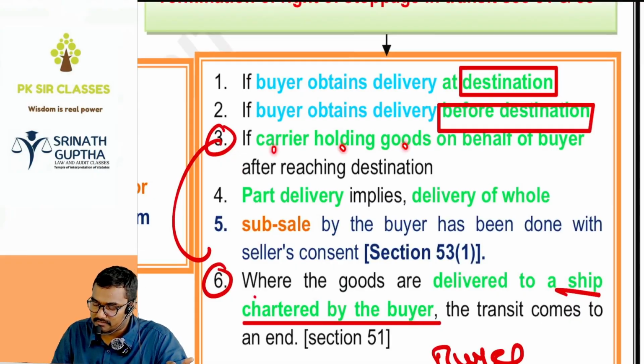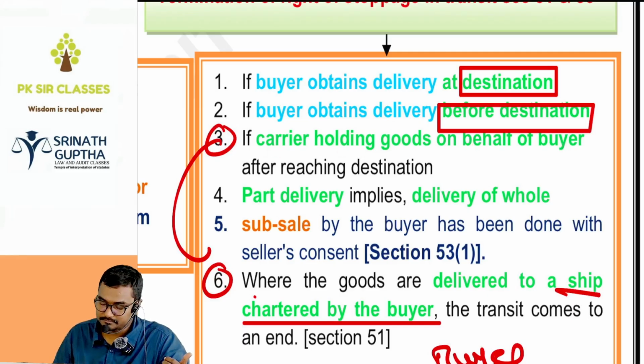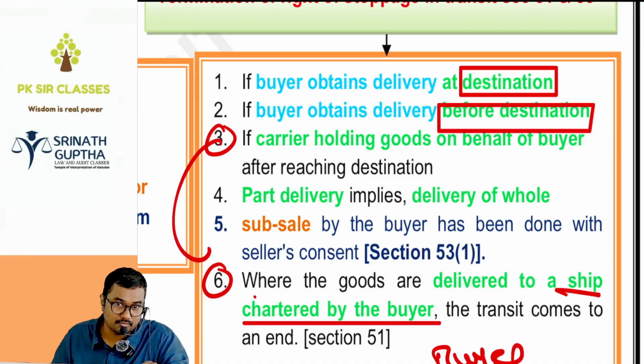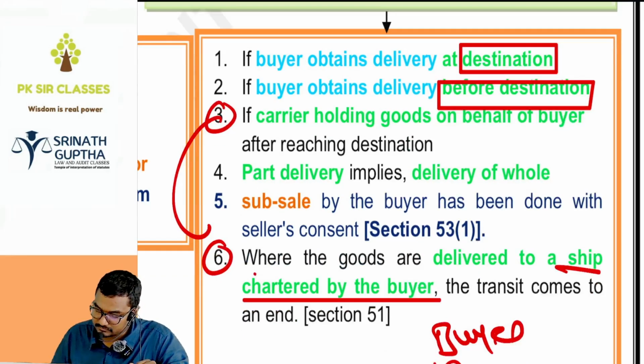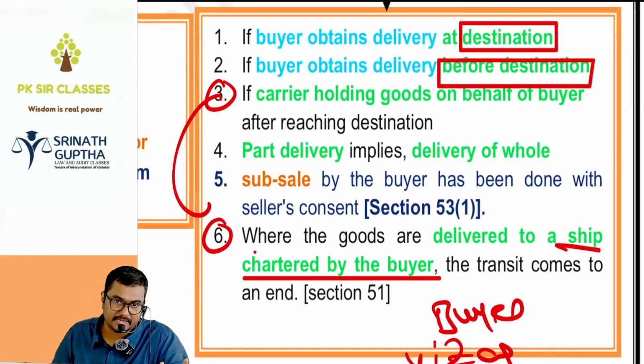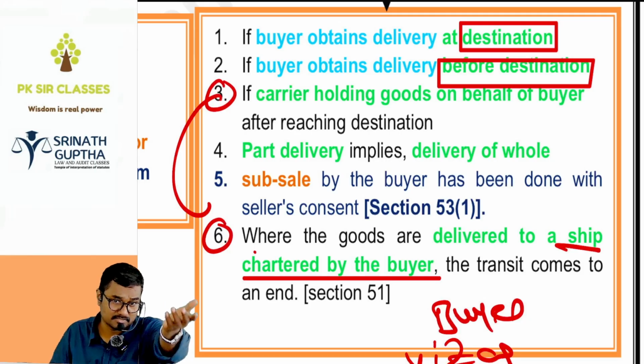If the carrier holds the goods on behalf of the buyer, for example after the lorry reaches Vizag, the driver makes a call to the buyer: Sir, after reaching RK Beach, from this point of time I'm acting as your agent. Whose agent? The buyer's. Transit comes to an end. Then we cannot have the right to stop the goods in transit because the goods are deemed to be delivered.